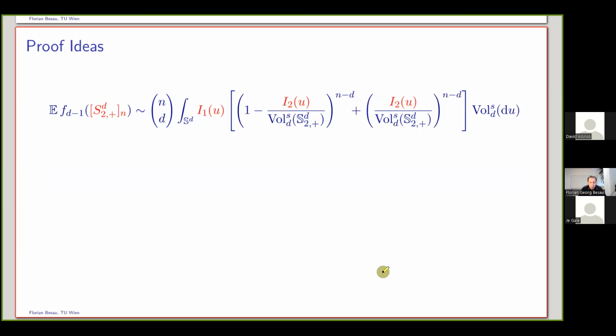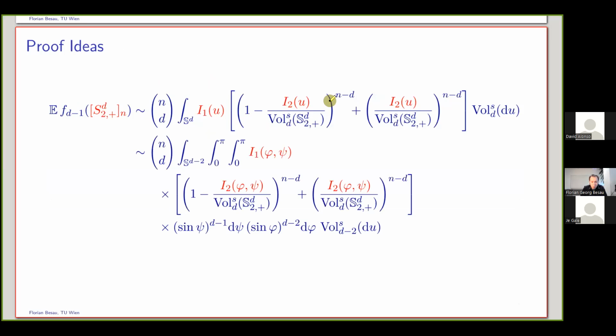But once you have this, then you can proceed with estimating your expected number of facets. Okay, so we want to rewrite this. First of all, as I mentioned, these two quantities depend only on these angles phi and psi. So instead of the whole sphere, we are using polar coordinates to integrate over a d minus 2 dimensional sphere, and then phi and psi in the other two coordinates. And if you're using spherical coordinates, you get the Jacobian term sine psi to the d minus 2 and sine phi to the power d minus 2 here. And then I1 and I2 are the same as before.